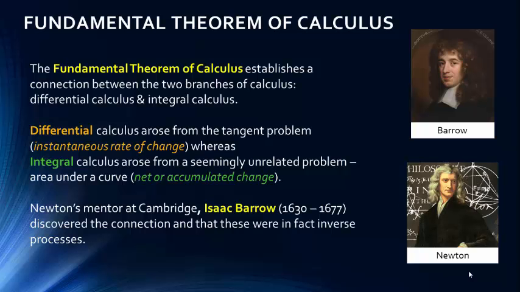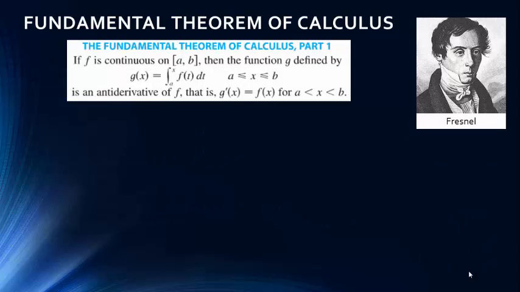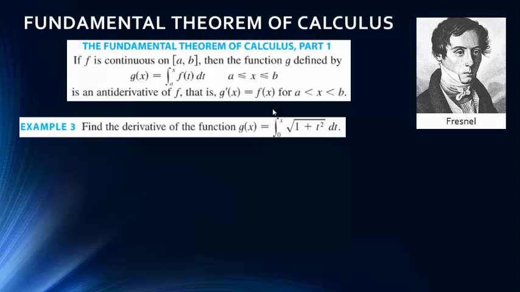It was actually Newton's mentor at Cambridge, Isaac Barrow, who discovered the connection between these, and that these were in fact inverse processes. So the fundamental theorem of calculus just simply says this: if f is a continuous function on an interval [a, b], then the function g defined by the definite integral from a to x of f(t) dt is the antiderivative of f, that is g'(x) = f(x). And we know this, okay? We just saw this before. So you actually started out with this knowledge, which actually came later after the connection was discovered.